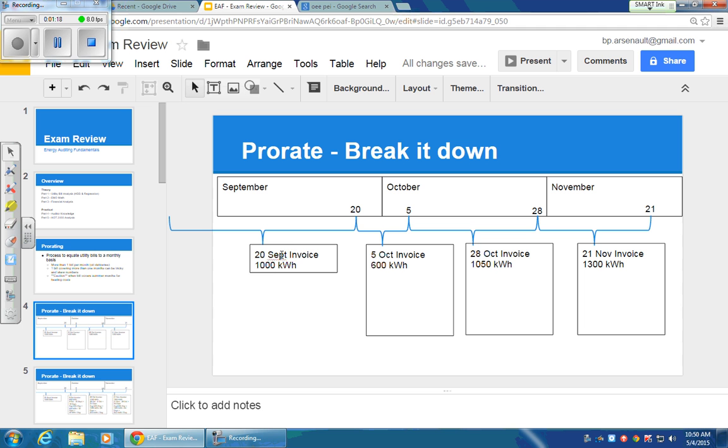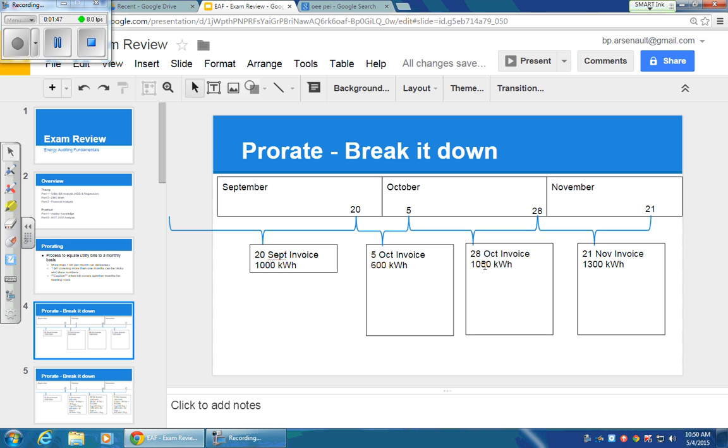We got an invoice in September of 1,000 kilowatt hours on the 20th of September. On the 5th of October, we got an invoice of 600 kilowatt hours. 28th, numbers are there. Okay, the first thing we're going to do is determine how many days between those invoices. For example, there are 30 days, I believe, in September and 5 days in October. So it'd be about 15 days for this bill. And this one's a bit easier. 28 minus 5 would be 23 days.